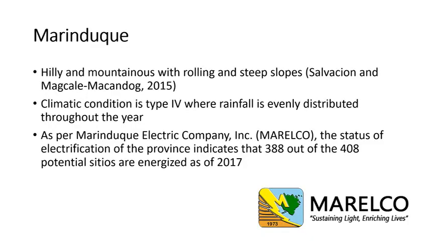So, for additional context, Marinduque is a hilly and mountainous area. It has a type IV rain climate where you have more or less rainfall happening throughout the year. And in terms of electrification status, Marelco indicates that 388 out of 408 of the potential sitios were energized as of 2017. So they're more or less nearing their completion already.